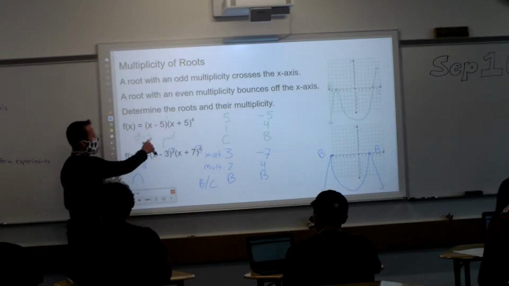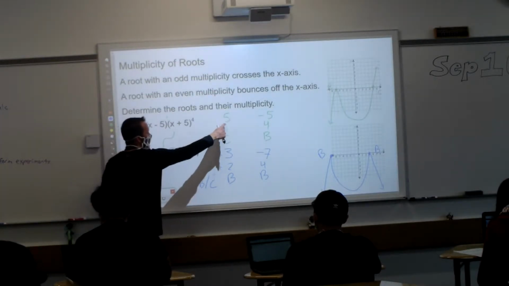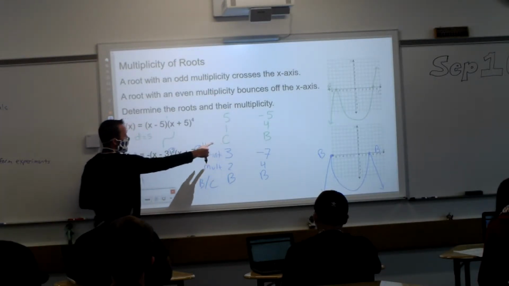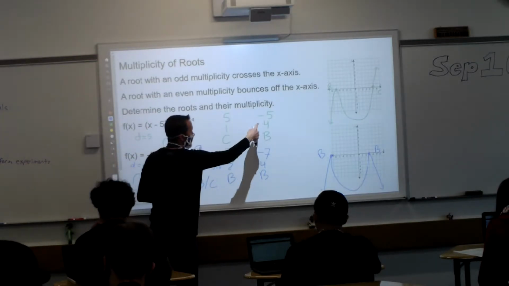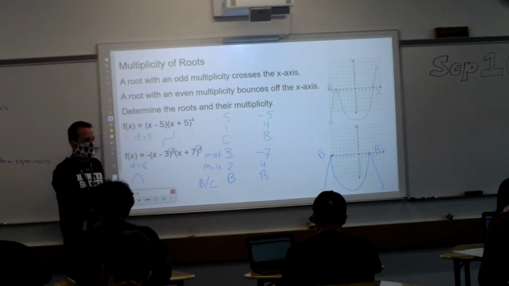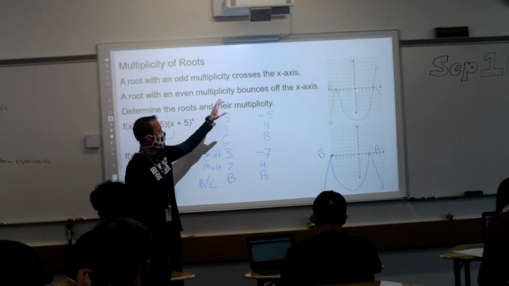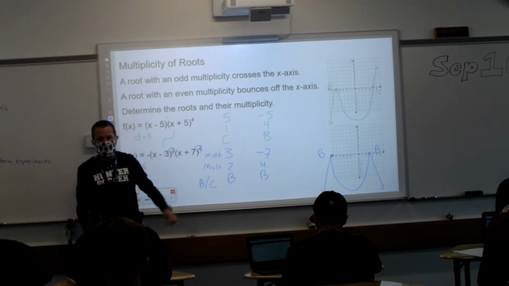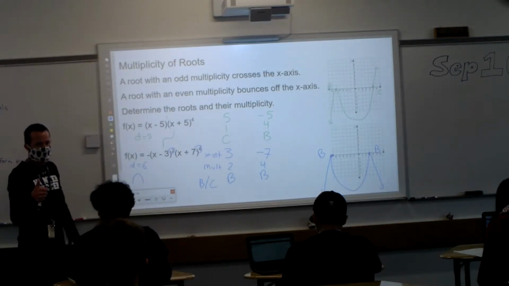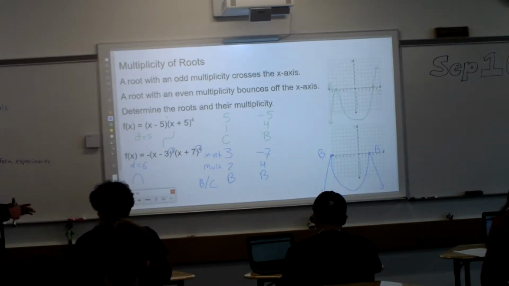This one, I only used 5 once. The 1 is odd, so it crosses. But I used a negative 5 4 times, which is even, so it bounces. So don't look at the actual x-intercept if it's odd or even. Look at how many times it's used, whether that's odd or even. Does that make sense? Awesome, thanks for asking.